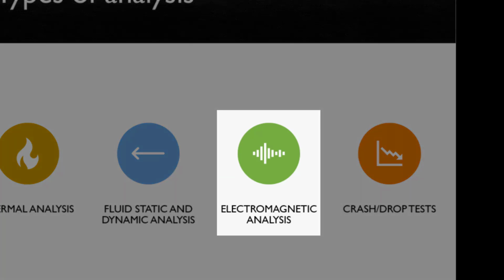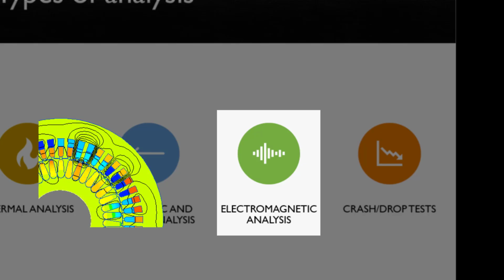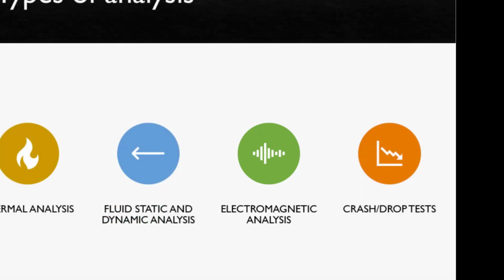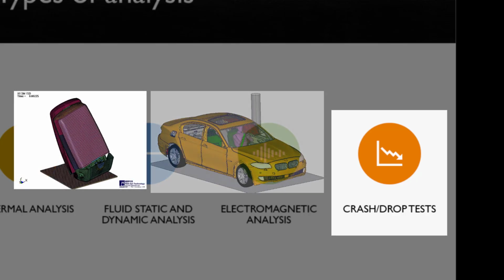The electromagnetic analysis is a very popular test in the telecommunication and mobile devices industry. For example, we can test the signal pattern of your phone, whether the signal transmission is good or not. And the last one is the crash and drop test. This is a popular analysis done in the automotive and consumer product industry, where we test the strength of the product during a crash or a drop.